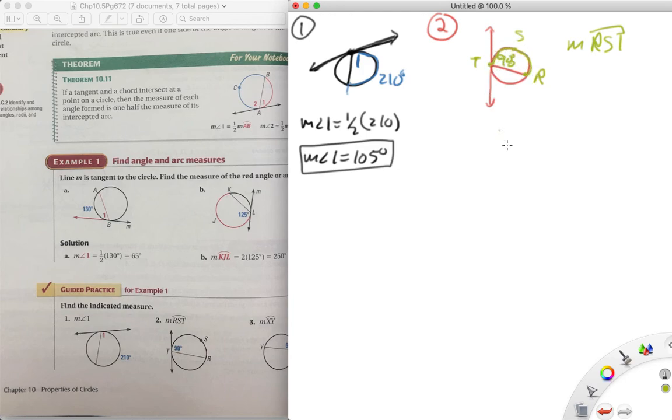And we will use our handy dandy theorem 10.11 equation, and we can say that angle 98, rather, 98 is equal to half the measure of RST. So I'm multiplying both sides by 2. So 196 degrees. Or RST, rather, equals 196 degrees.